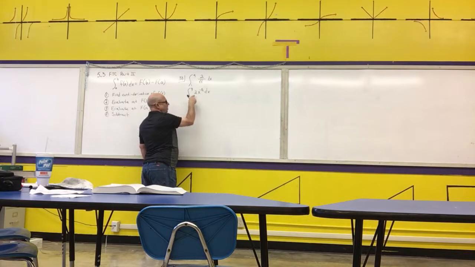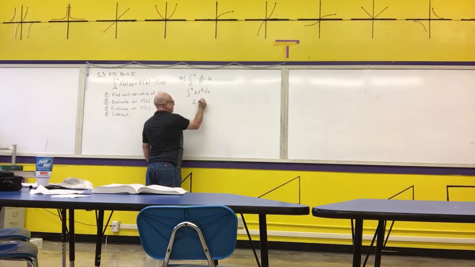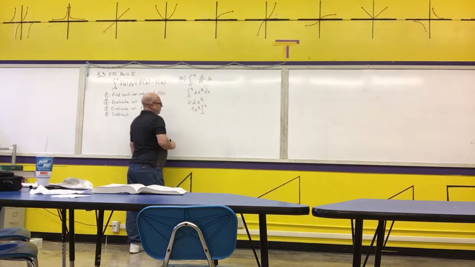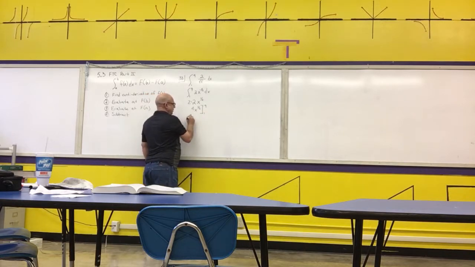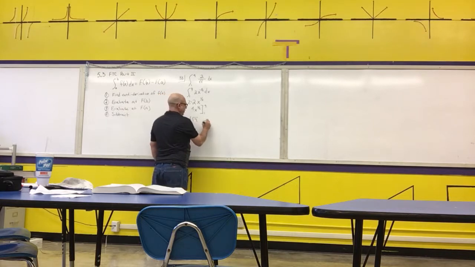I'm going to add 1 to the exponent, which is going to give me positive 1/2, and divide by 1/2, which is the same thing as multiplying by 2. So I get 4x to the 1/2, and I'm going to evaluate this between 1 and 9. So evaluating at 9, I get 4 times the square root of 9. Evaluating at 1, I get 4 times the square root of 1.